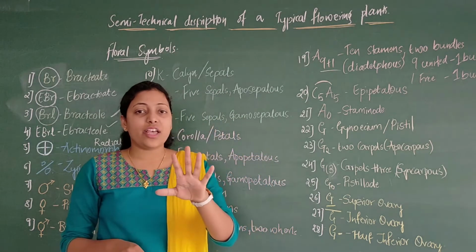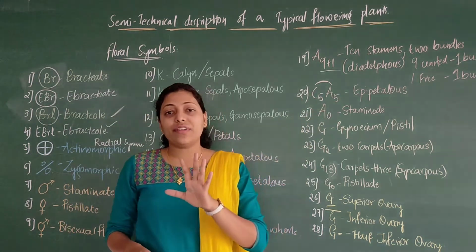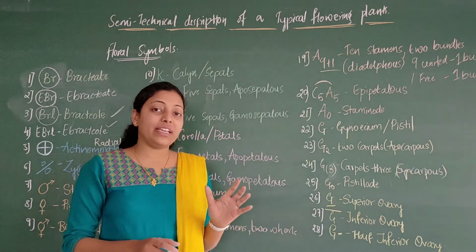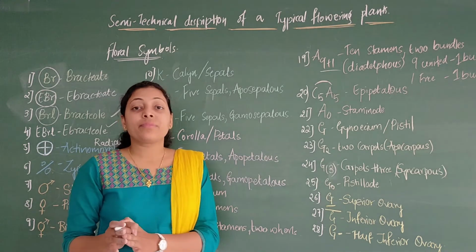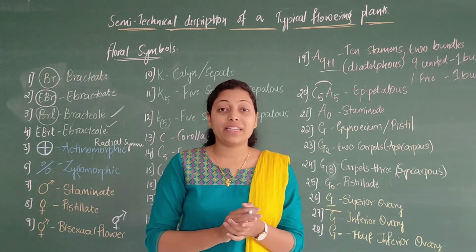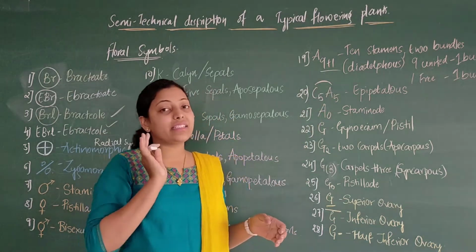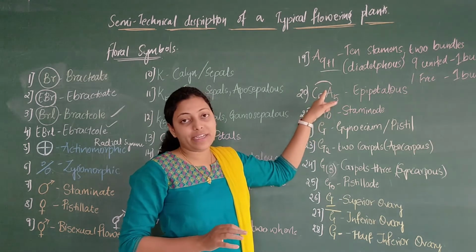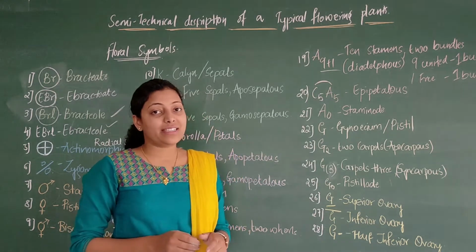C5 is five corolla, that is, five petals. A5 is five androecium, which means that the androecium is attached to the corolla, that is, attached to the petals. That's why if the androecium is attached to petals, we call it epipetalous. So here we give an arc. The arc is a must because it resembles the joining of the androecium to the petals. C5A5 with an arc resembles the epipetalous condition.